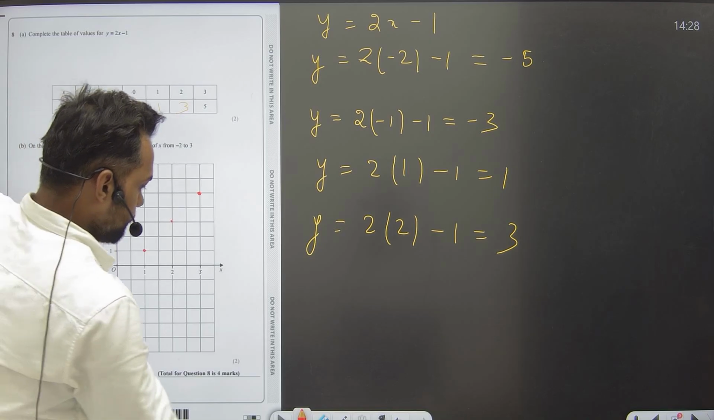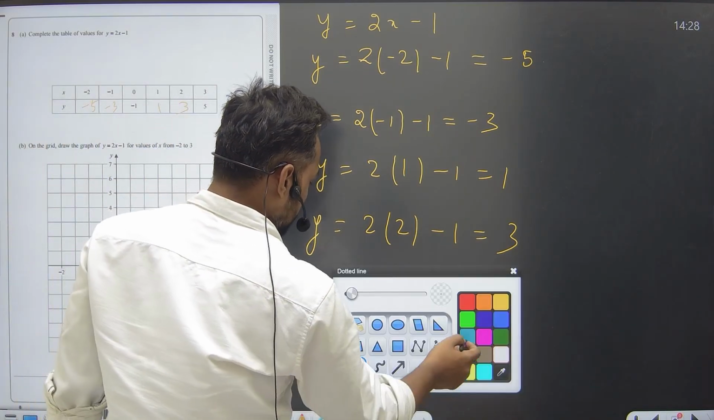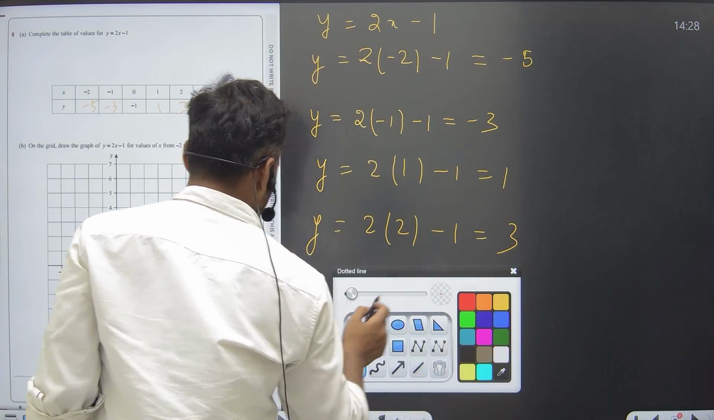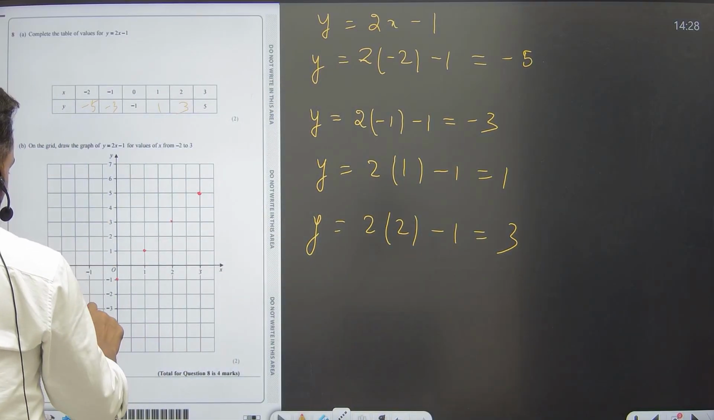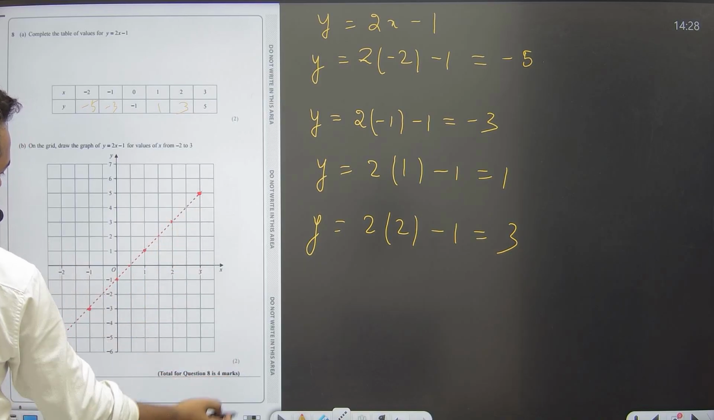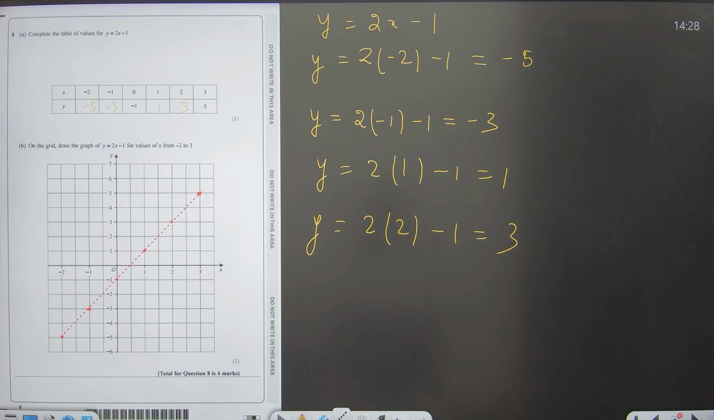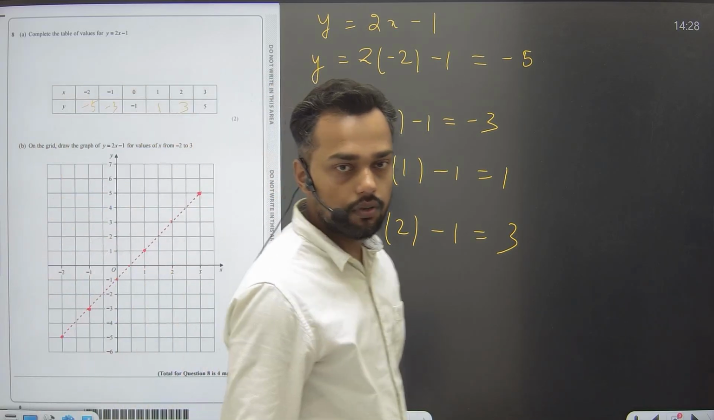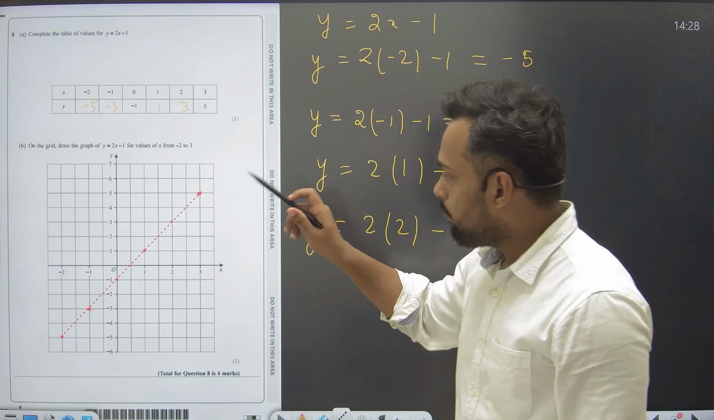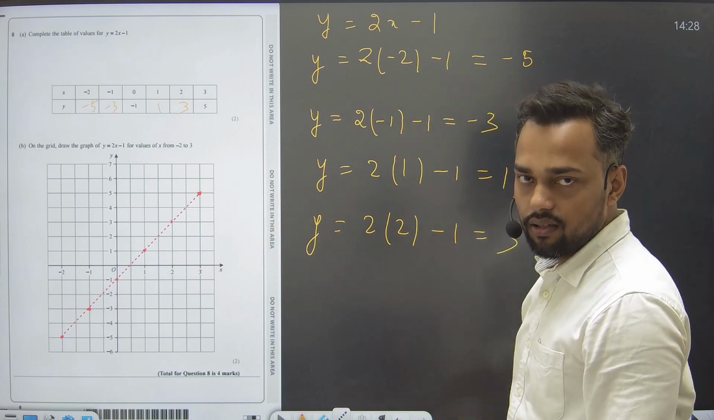Okay, so we can see that we have plotted it. Now we need to just join these points with a line. See, this is how our graph will look. Plot the points, join the points.